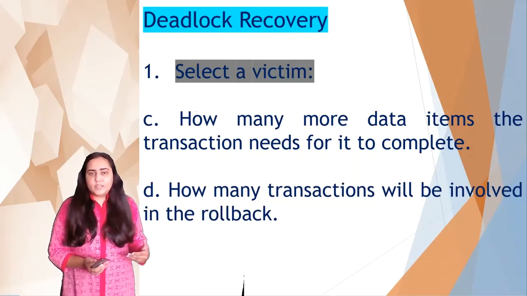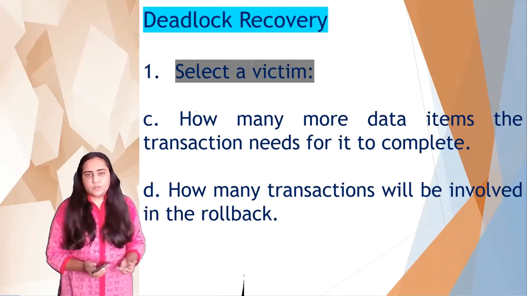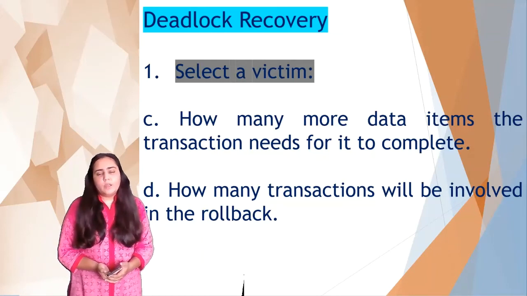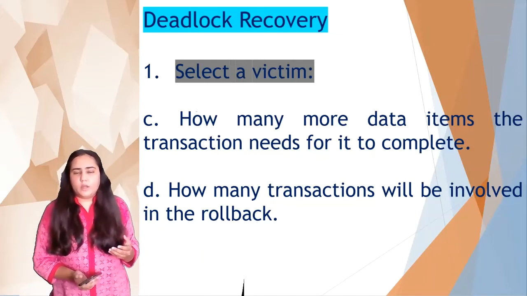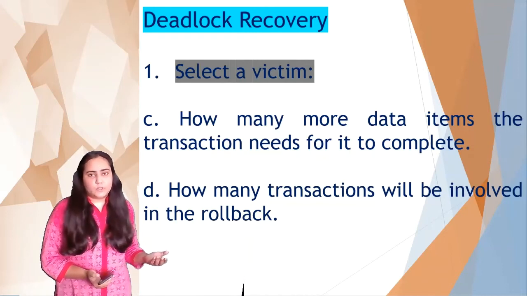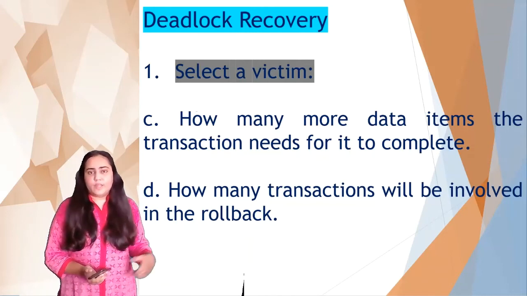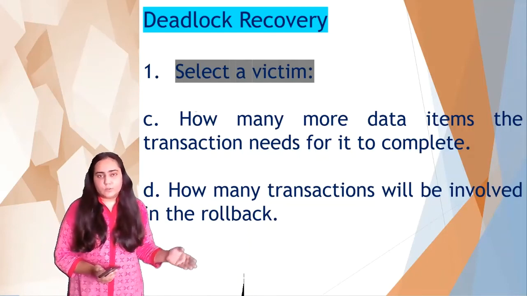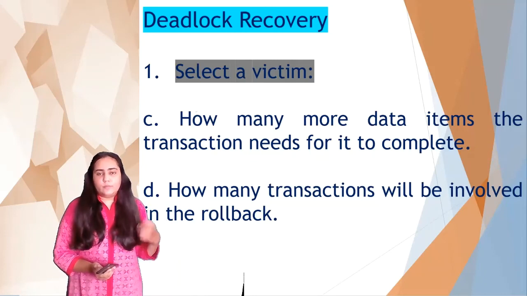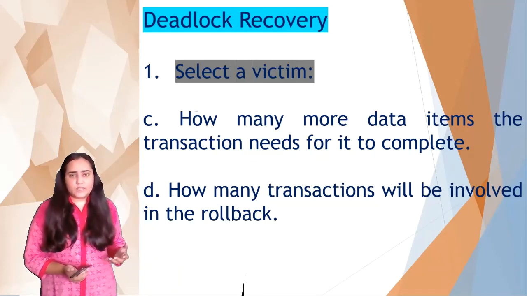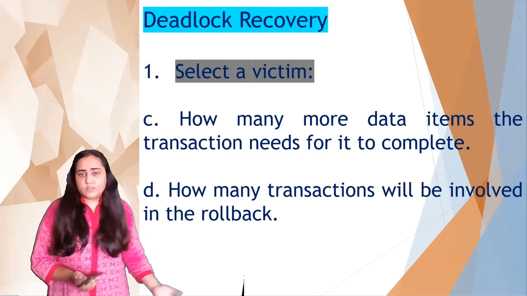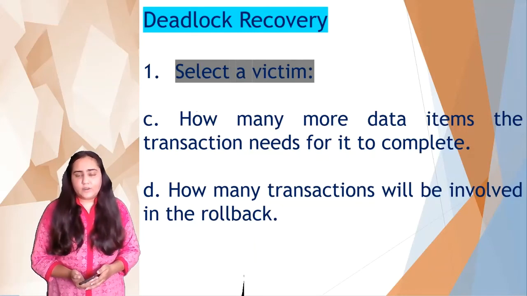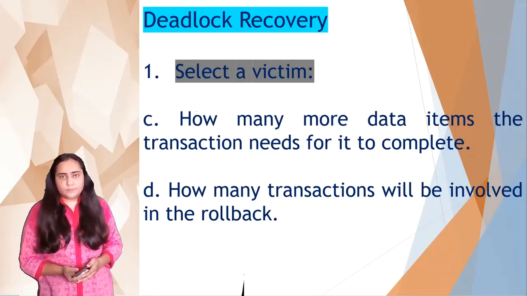And the next thing is how many transactions will be involved in the rollback. So this is like a cascading rollback that I explained a while ago. A cascading rollback is where one transaction depends on another transaction, and then another depends on this one. And so if one transaction is rolled back, then others also have to be rolled back due to it. So you have to take care that you're not selecting a transaction that's going to cause a lot of transactions to roll back. And so all these points have to be taken care of while selecting a victim.